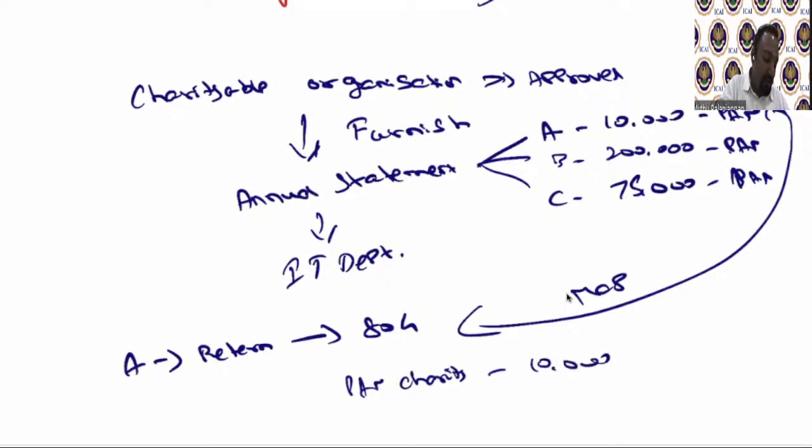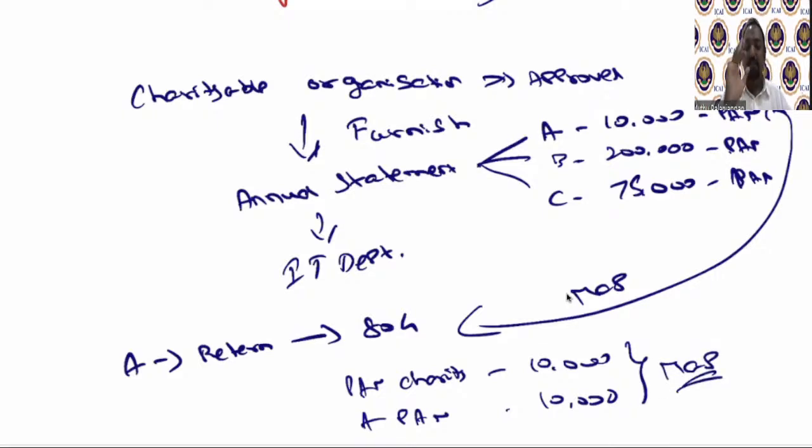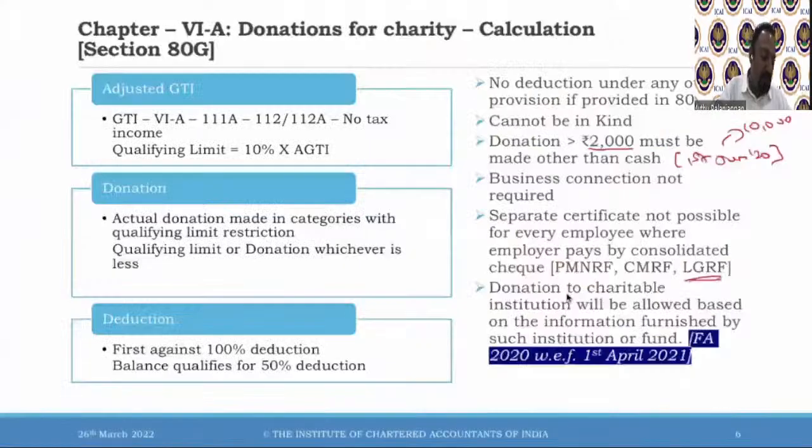Now what is the charity doing? It will say A's PAN, they have donated 10,000. Now only if this maps, A gets the benefit. So this is the concept. The charitable organization furnishes a statement. If that statement matches with the claim provided by the assessee, only then it is eligible. So that's what this provision says. What does this provision say? Donation to a charitable institution will be allowed based on the information furnished by such institution or fund. So whatever they are furnishing, if that matches, only then it will be available.